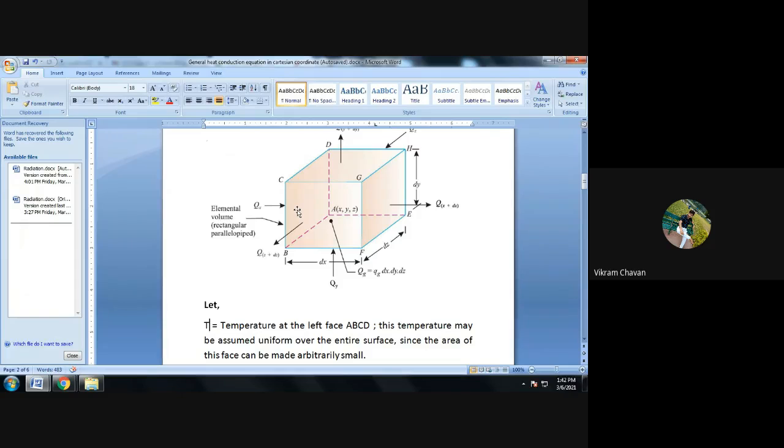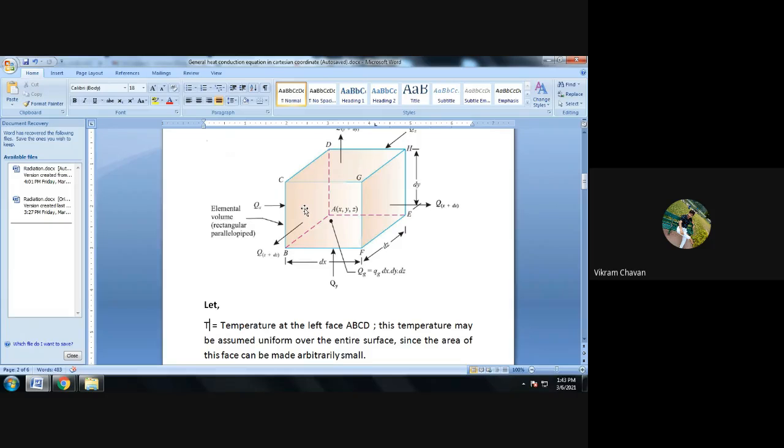Understood? Now the heat is traveling in the x direction. Initially we are removing the y and z directions and only focusing on the x direction. Heat is traveling from the ABCD face to the EFGH face, in a single direction. To reach the EFGH face, it should travel a distance of dx.